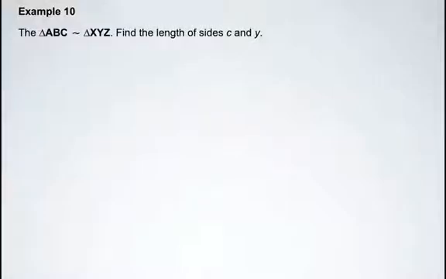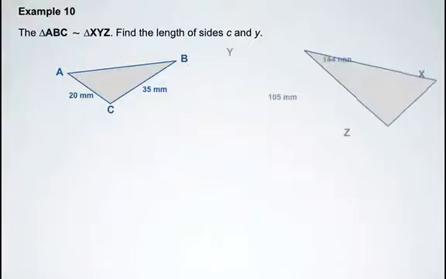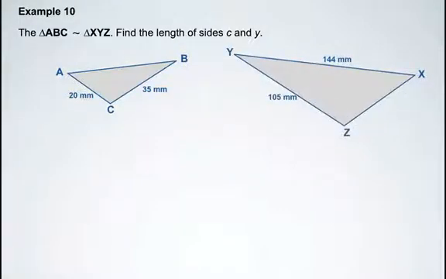In this example, we're given that triangle ABC is similar to triangle XYZ, and we're asked to find out the lengths of sides C and Y. First off, we need to identify that side C, little c, is across from angle C, and that side Y is across from angle Y.